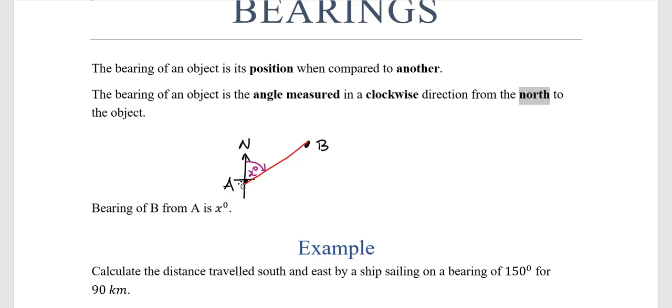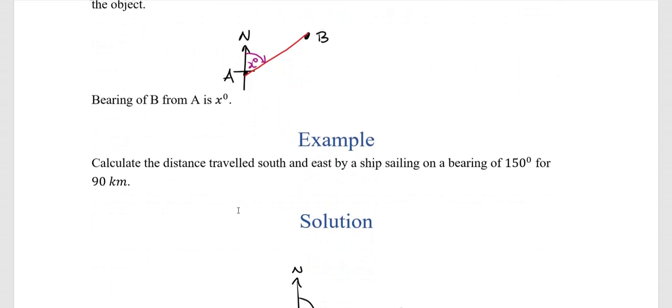Notice the object A here and the object B here. And the bearing of B from A is X degrees. Notice it starts at the north direction and sweeps out in a clockwise direction. So the bearing of B from A is X degrees. Let's look at an example.